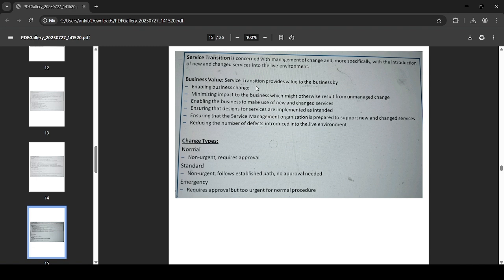We have come across so many mentions of the word change. So in service transition, change management is also there, the creation of the change request. You remember that we have already gone through the change request in the ITSM module. There are three types of changes: normal, standard or pre-approved, and the emergency change request. These three types of change requests come under service transition.